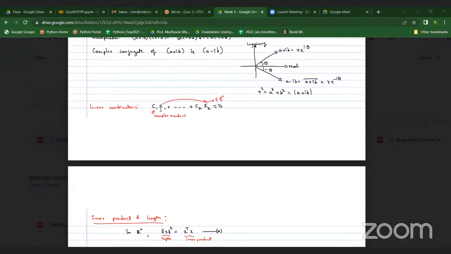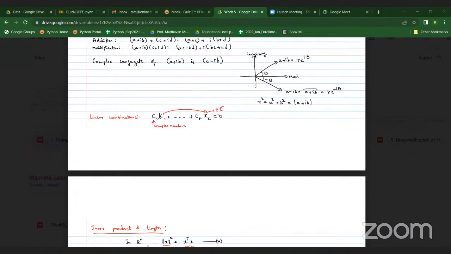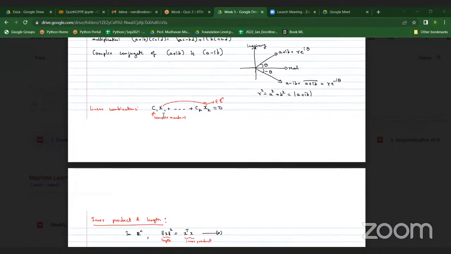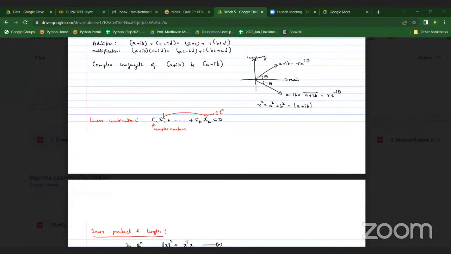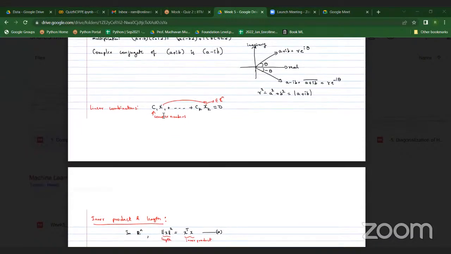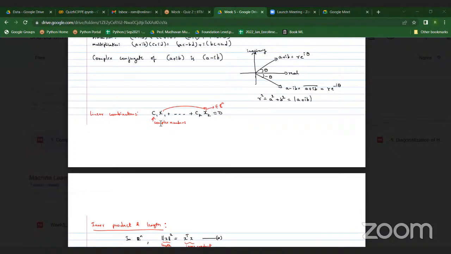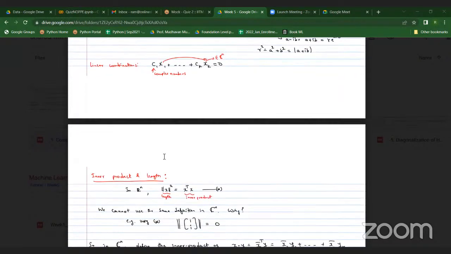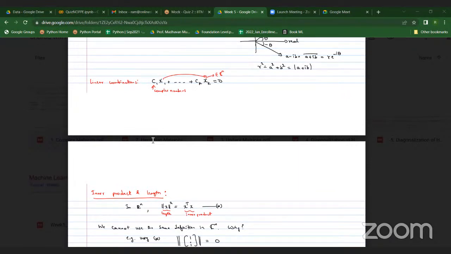So the linear combination of complex vectors can be done just like we do for real vectors. The only difference is that here the constant which you multiply, in the real vectors linear combination it will be a real number. Here it could be a complex number, which basically means the complex number with which we are multiplying the vector could again be of the form a plus ib.